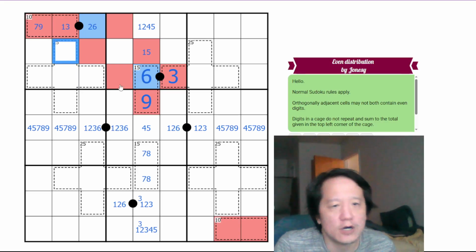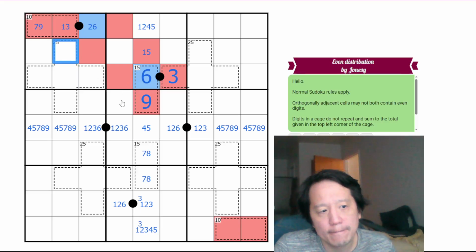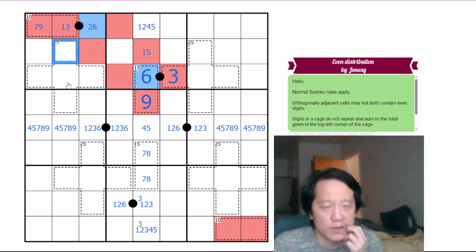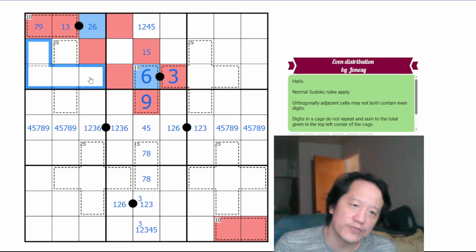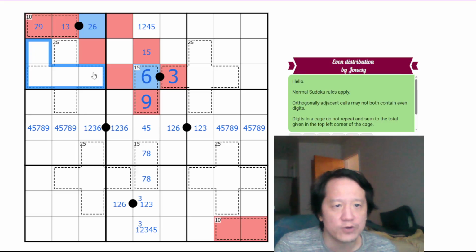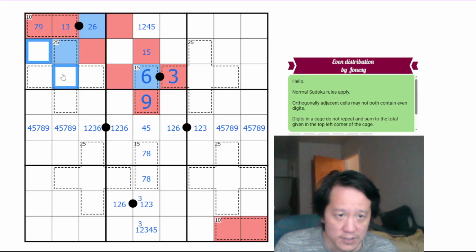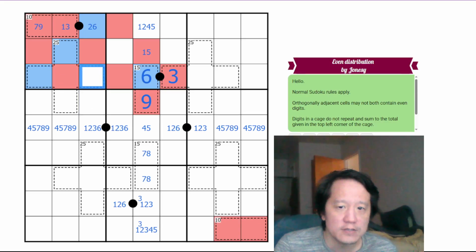If this were odd, the problem is we have 3 evens left in this box, and they would have to share an edge. If this were odd, you'd have to have 3 evens out of these 4, so therefore 2 evens would have to share an edge somewhere. So this cannot be odd. It has to be even, which means these cells have to be odd. That forces both of these to be even here.